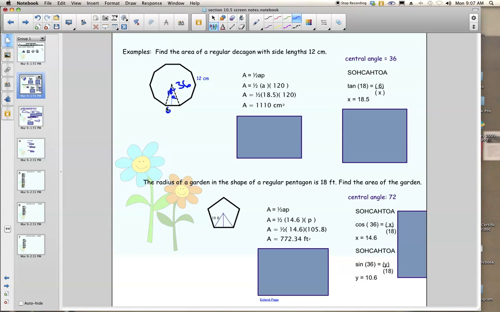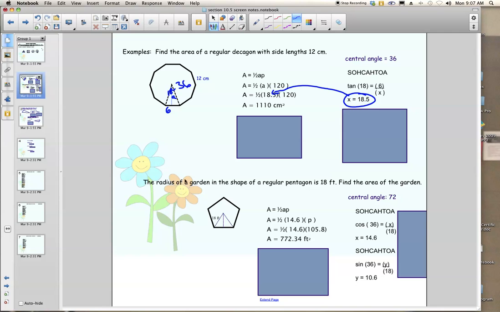So I'm going to deal with the opposite and the adjacent, so that tells me I'm going to use tangent. So I would take the tangent of 18 equals 6 over a, or x, and when the x is on the bottom, they switch. So 6 divided by the tangent of 18 gives me 18.5. Then I know that my apothem is 18.5, so I can stick that into my formula, and I would take 1/2 times 18.5 times 120, which would give me an area of 1,110 square centimeters.